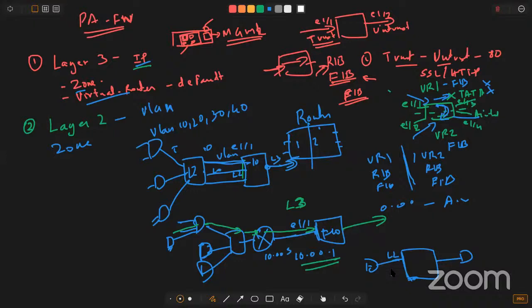Typically layer 2 is not suggested because certain features like captive portal would need an IP on the firewall interface. So it's very hard. You would see a certificate error when you use a layer 2 mode deployment. So typically it's not suggested. L3 is always suggested.